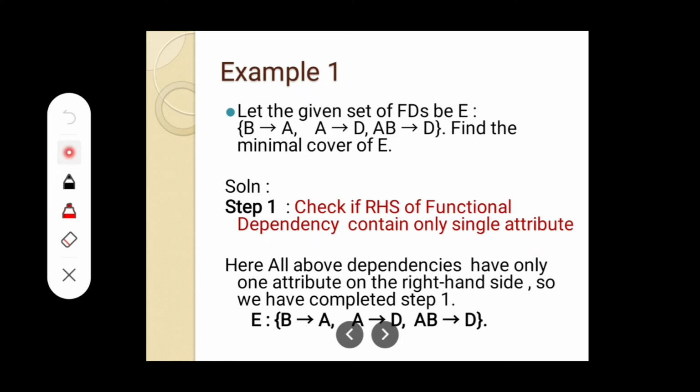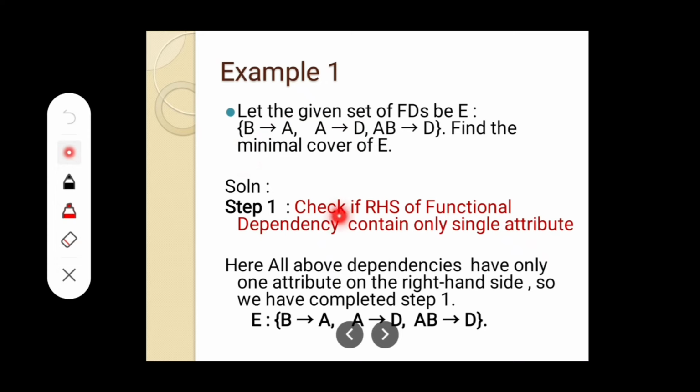Okay. So the first task is, if there is any multiple attribute in the RHS, check each functional dependency. We have three functional dependencies. In these three, you check whether the RHS is having multiple attributes. No. Here it is having only a single attribute. Here also single. Here also single. So in the first step we don't have to do any operation. This can be directly given to the second step.